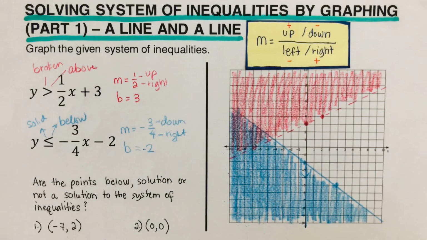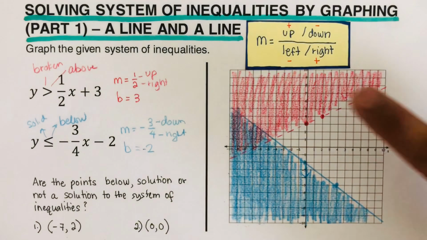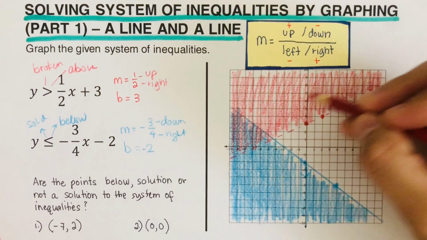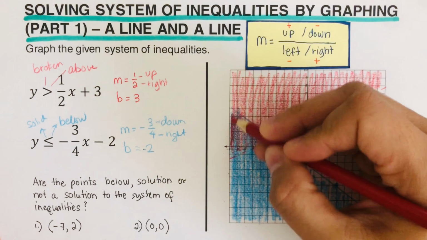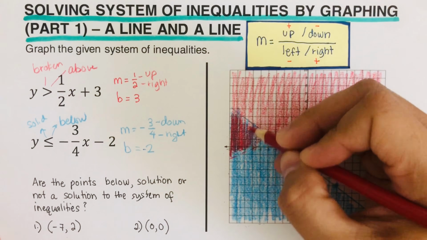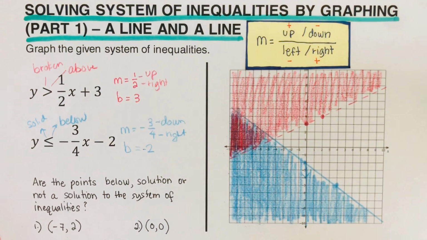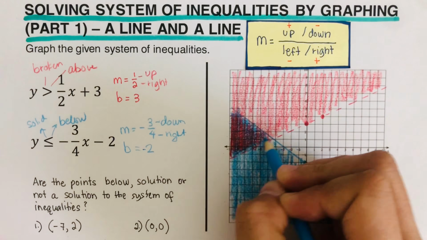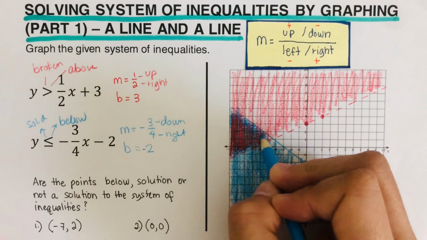Okay, the solution to this system of inequalities is the intersection between this red and blue graph. This means that our solution actually sits around here. So this side is only for the red, this one is only for the blue. They are actually intersecting here. So that means both the red and the blue are located here. So that means our solution is on this portion.